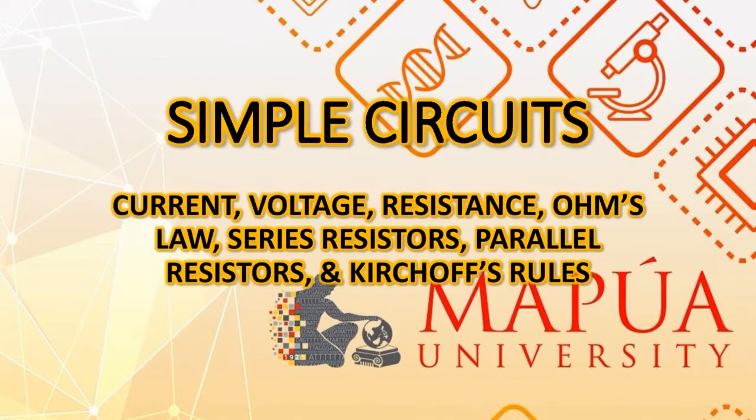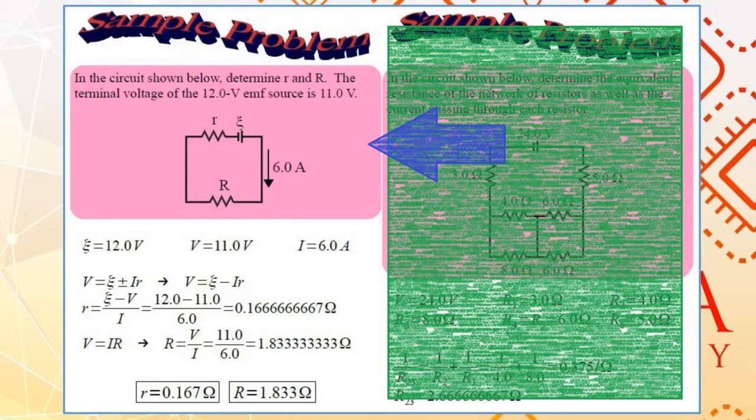And now we move on to the examples part of our discussion of simple circuits. First, let's have the following problem. In the circuit shown, you are asked to determine the resistances small r and capital R. In the circuit, you have a real EMF source with an EMF of 12 volts, and according to the problem, the terminal voltage is 11 volts. There's a 6 ampere current that's going around the circuit.